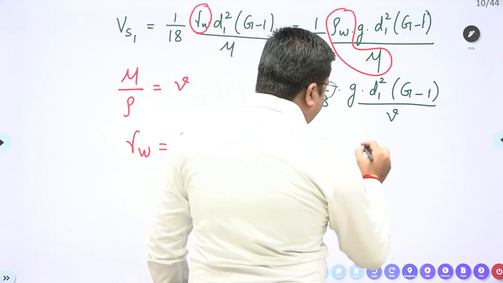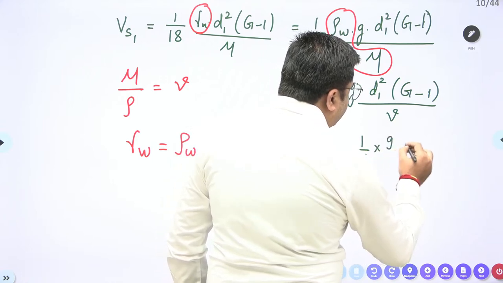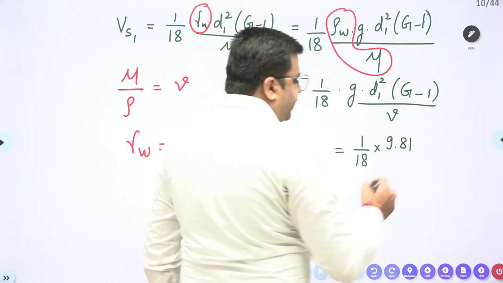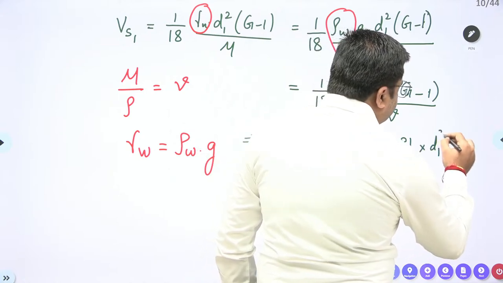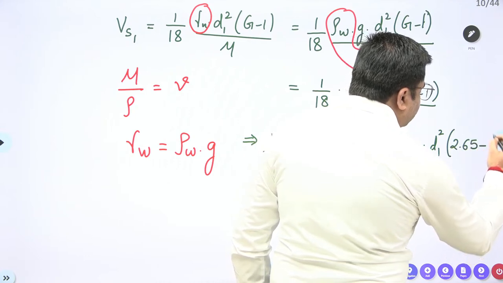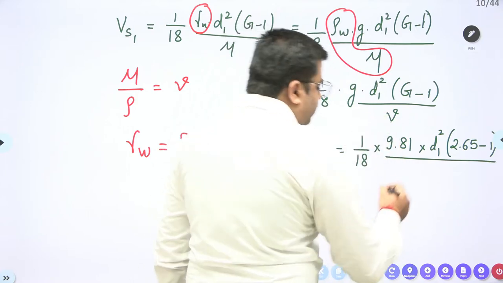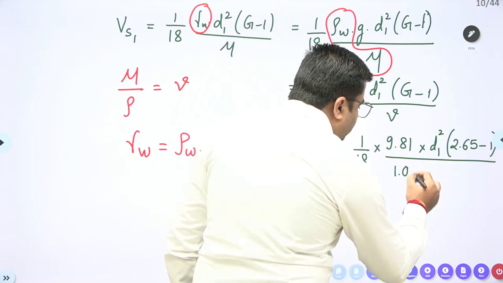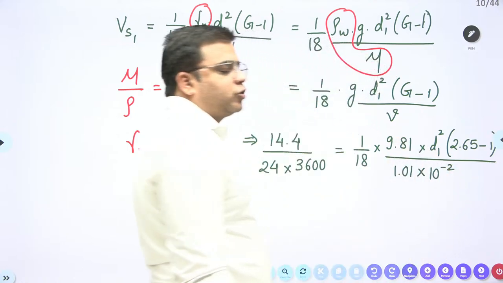Next is 1 upon 18, G is 9.81 meter per second square. It is already in meter per second square. Into D1, which I have to calculate. So D1 square, G is 2.65, it is unitless, minus 1, divided by nu. This is 1.01 into 10 raised to power minus 2, in centimeter square per second.